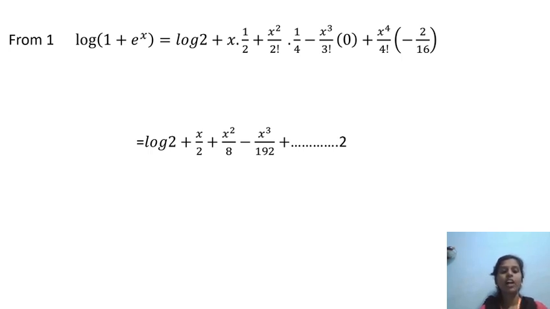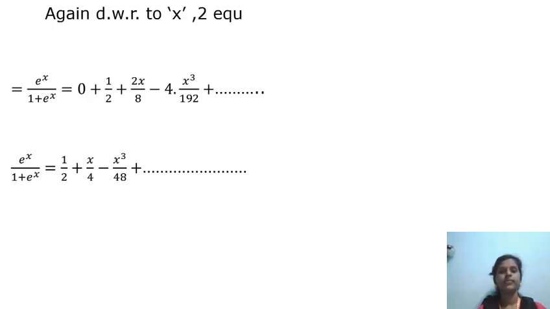Then we get log 2 + x/2 + x²/8 − x⁴/192 plus and so on. This is again differentiated with respect to x. For the second equation, we get e^x/(1 + e^x) equals 0 + 1/2 + 2x/8 − 4x³/192 plus and so on. By simplifying these equations, we get e^x/(1 + e^x) equals 1/2 + x/4 − x³/48 plus and so on. Thank you for giving this opportunity.